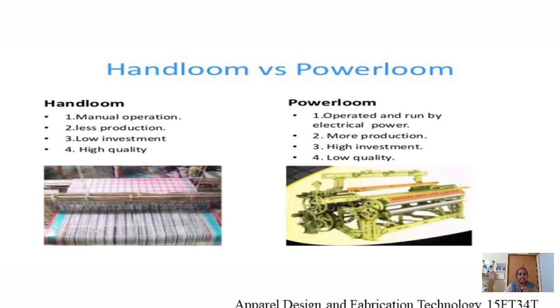Handloom versus power loom. Handloom: manual operation, less production, low investment, high quality. Whereas the power loom is operated and run by electric power, with more production, high investment, low quality. So these are the differences and the features of the handloom and the power loom. Which is the good one? How are the speed and the investment different in the handloom and the power loom?